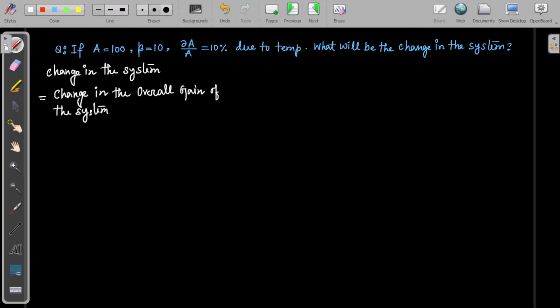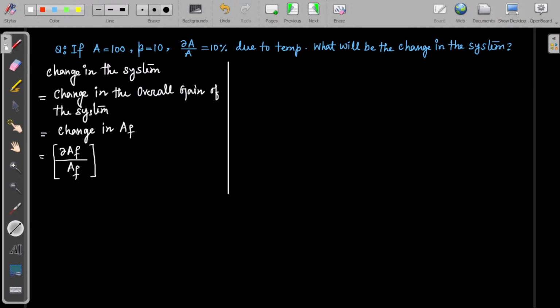So we know that this is nothing but the change in AF. So that means mathematically we can say del AF divided by AF. So we need to find this equation. If we need to find this equation, then what do we have to do? So this is the thing that we need to find.